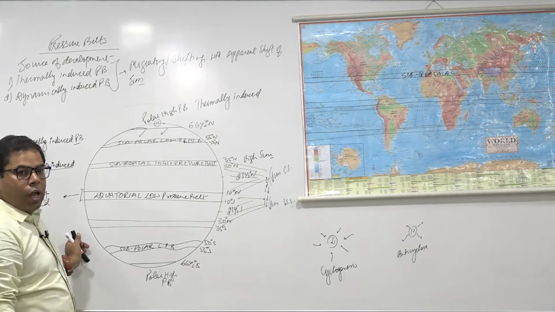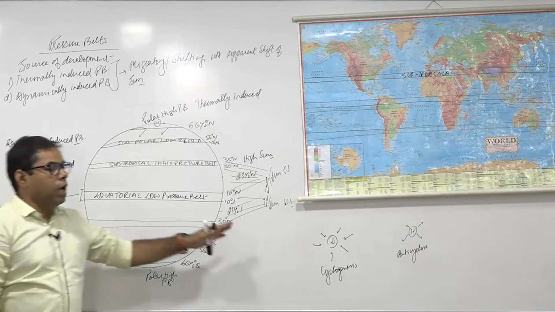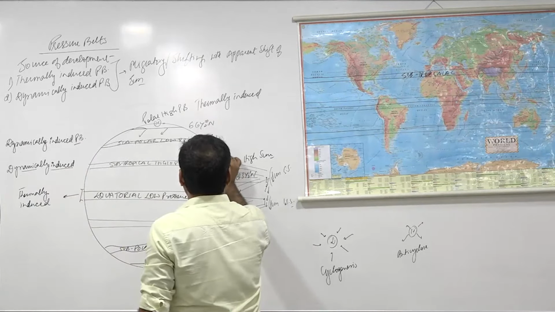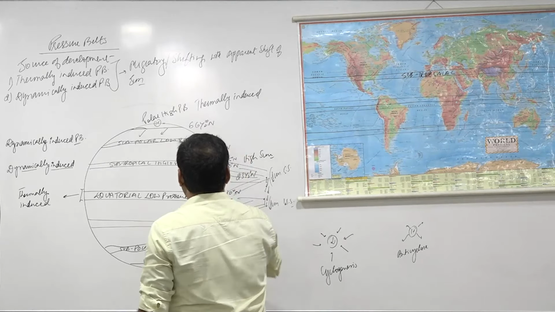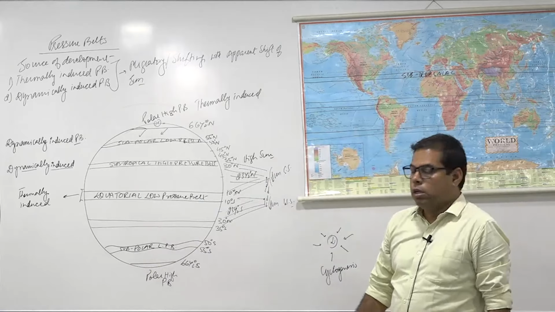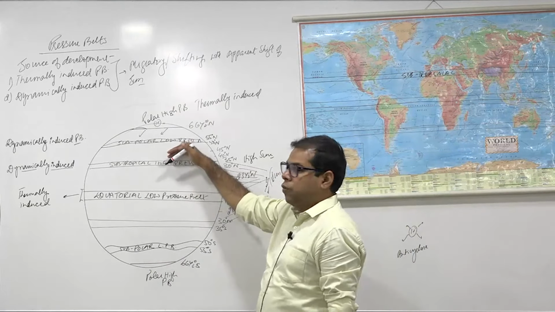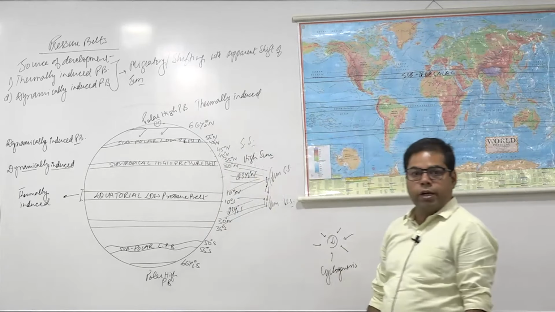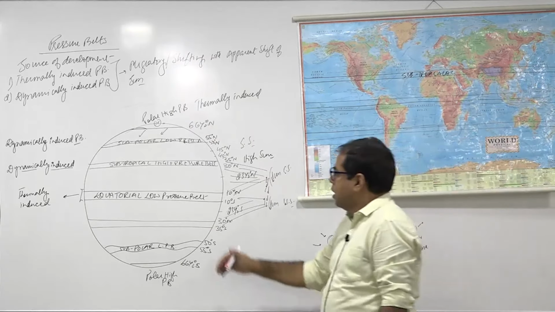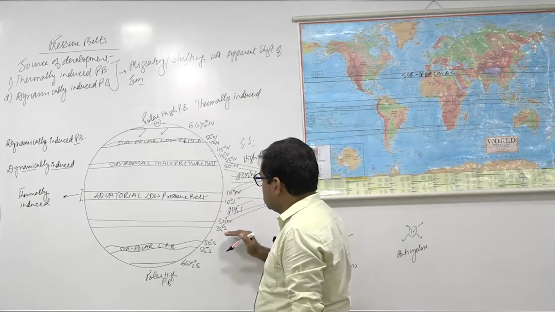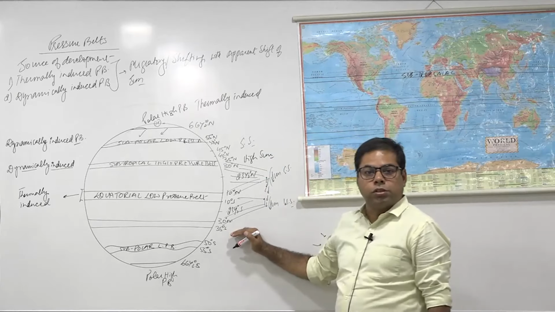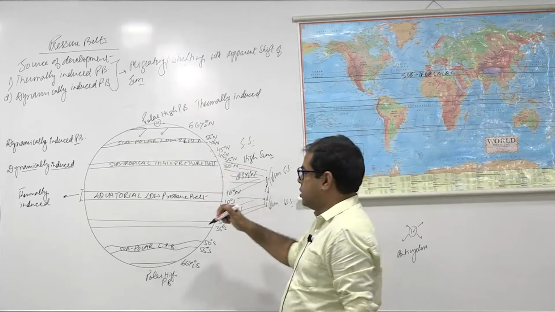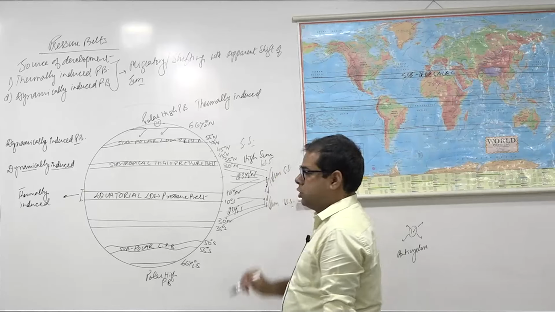So these pressure belts have been shifting with the apparent shift of sun. So the subtropical high pressure belt shifts up to 40 to 45 degree latitude north during summer solstice. Am I clear? And 30 to 35 degree latitude is the position in the winter solstice. This is winter solstice position.